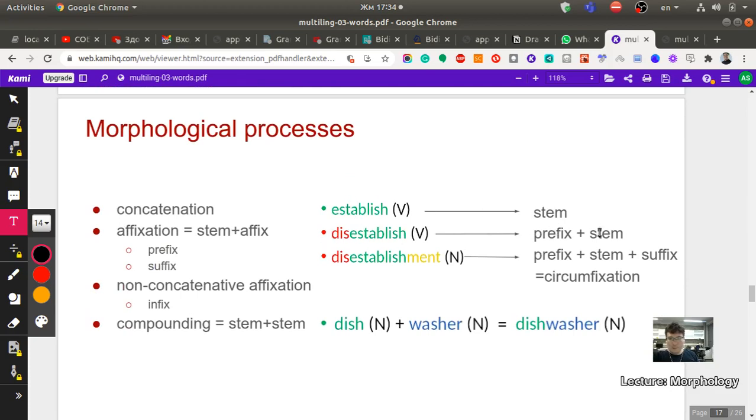Morphological processes: establish, disestablish. So this is prefix plus stem. Disestablishment is prefix, stem, and suffix. Circumfixation means it has two parts. Also, we have compounding: two stems. If I have two stems, we have a new word, dishwasher.